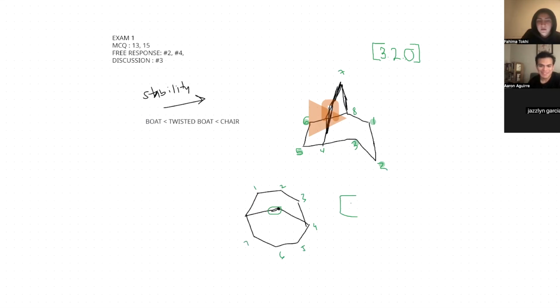Why? I think I drew too many lines here. Okay, wait, wait, wait. Leave your structure and I'll show you how to count this one.